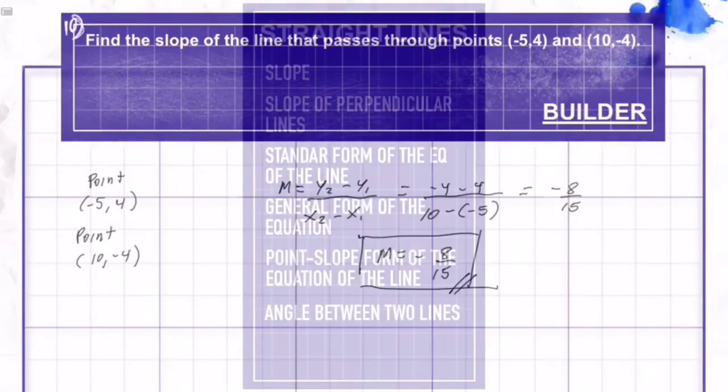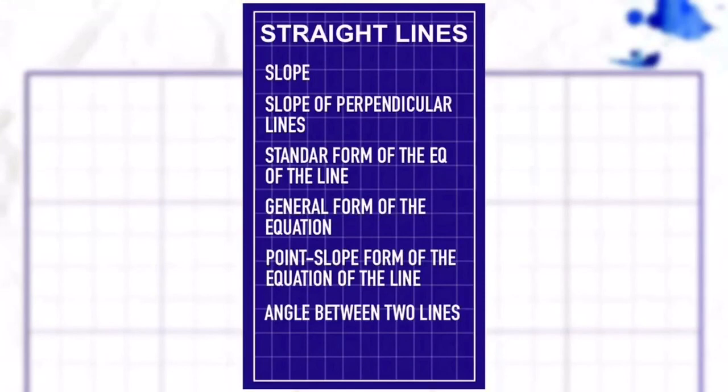So this is the conclusion of the video. Let's recapitulate what we saw in these 10 problems. The slope of perpendicular lines, the standard form of the equation of the line, the general form of the equation, point slope form of the equation of the line, and angle between two lines.